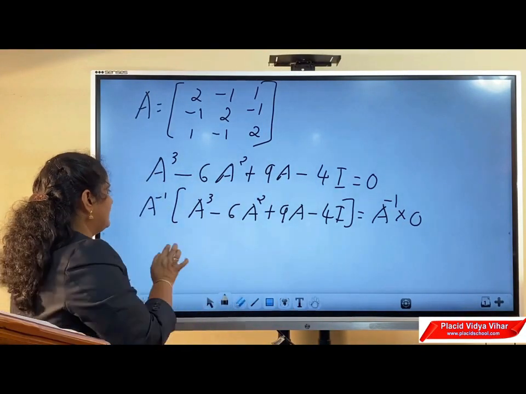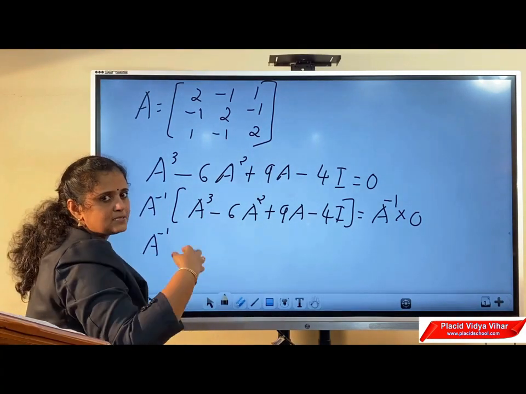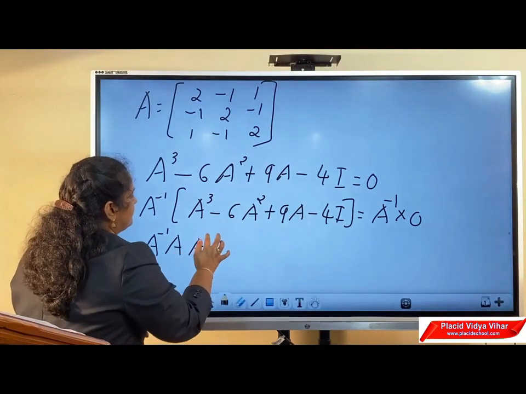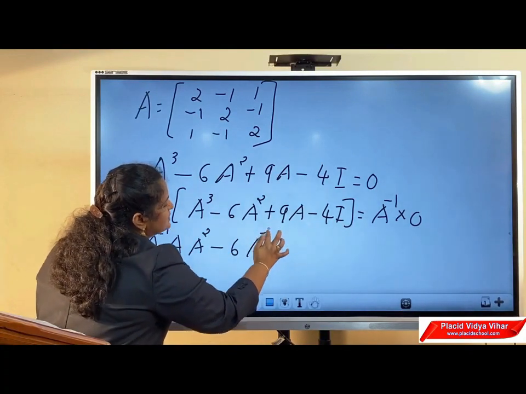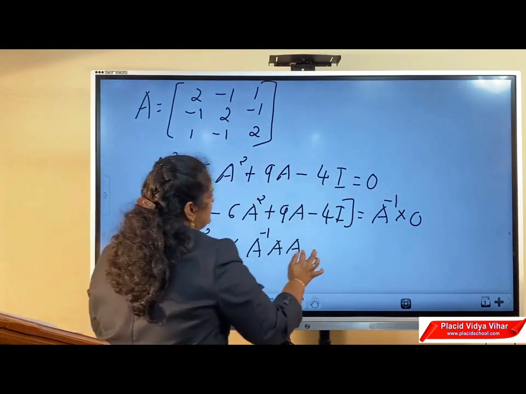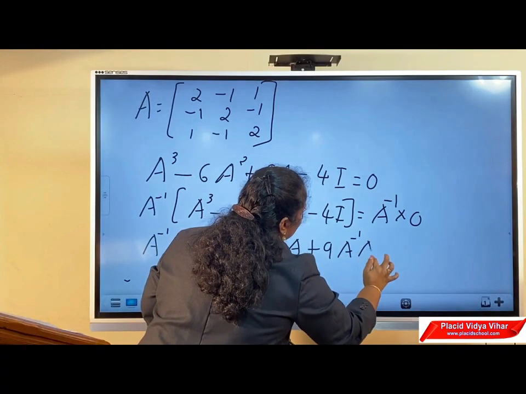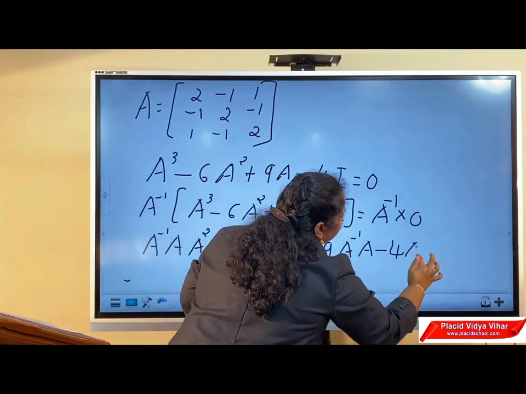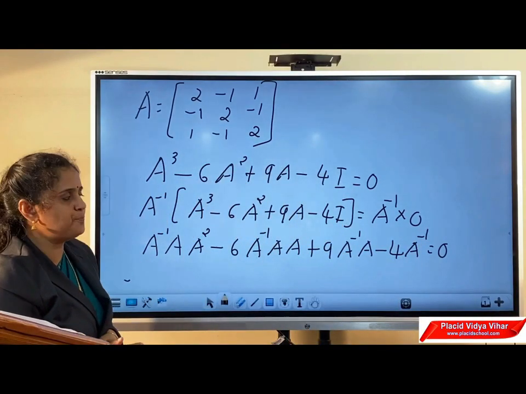Pre-multiplying both sides by A inverse, then you remove the bracket. A inverse, A cube can be written as A into A into A, that is A into A square. Minus 6 A inverse A into A, plus 9 A inverse A, minus 4 A inverse is equal to 0. Multiply each term by A inverse.